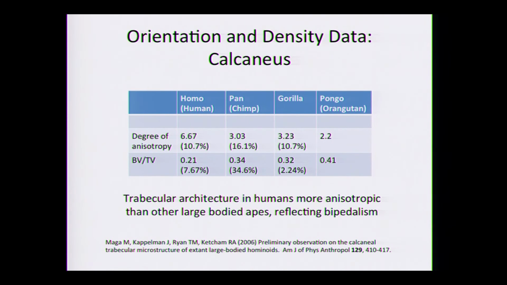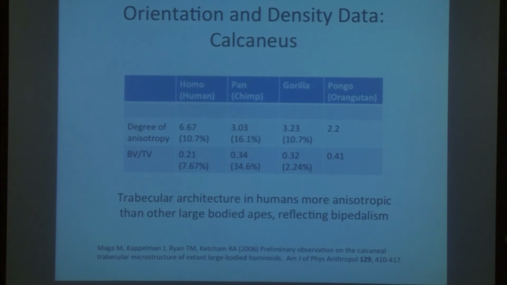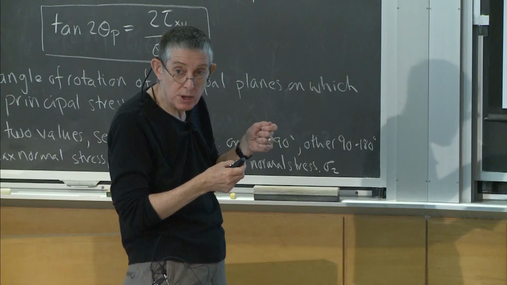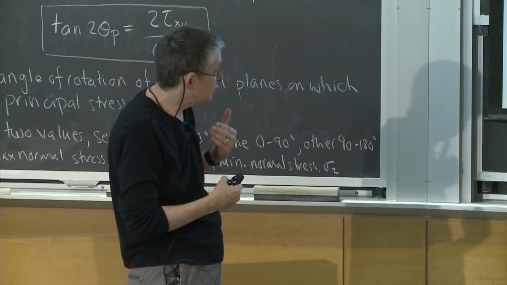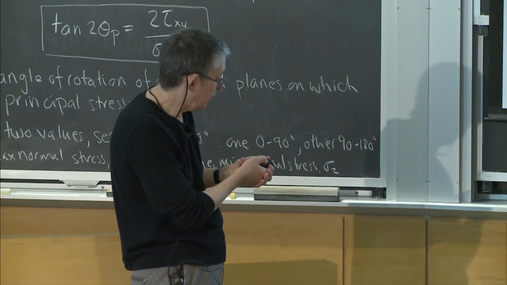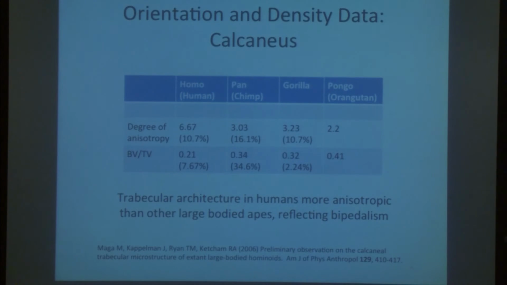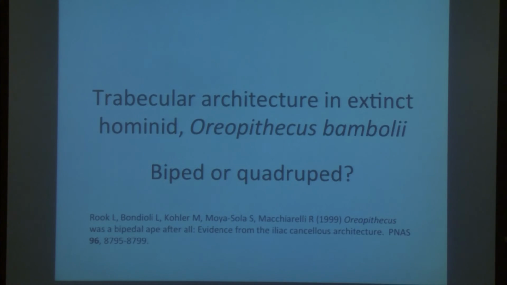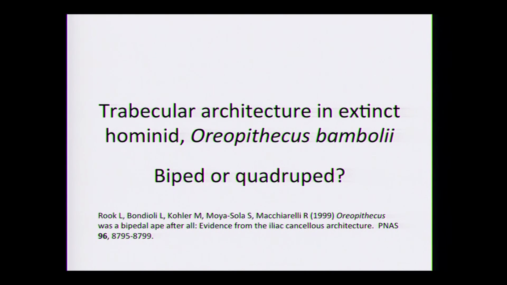Oh, and here's some numbers. So this is the degree of anisotropy. Remember, we've talked about anisotropy with Young's modulus. This is more just anisotropy of the structure. And the human is the most anisotropic. We're the most oriented because we load our heel bone up and down when we walk on it. And then this is just the volume fraction of the bone. It's obviously way less than a gorilla, so not too surprisingly our bone is less dense than the gorilla's.